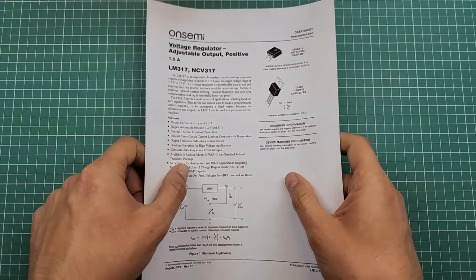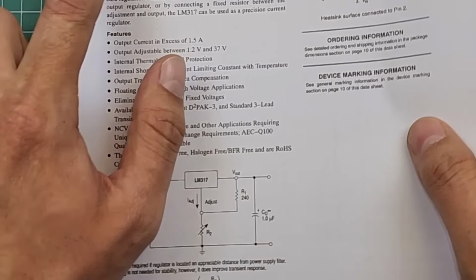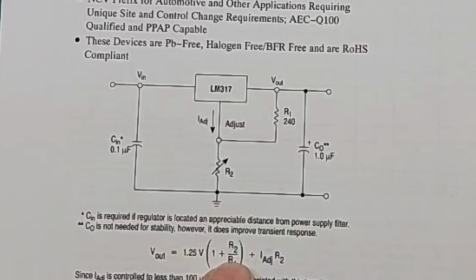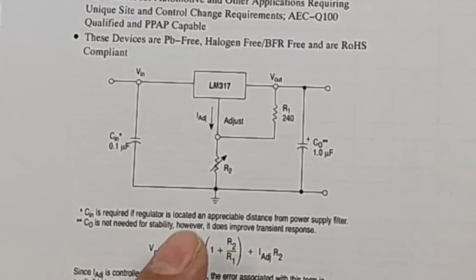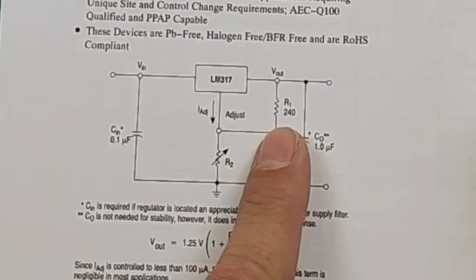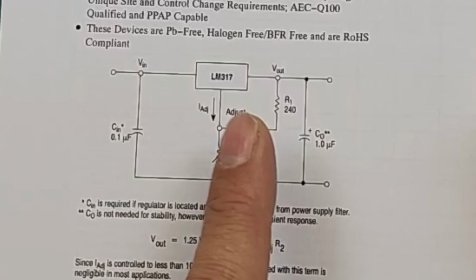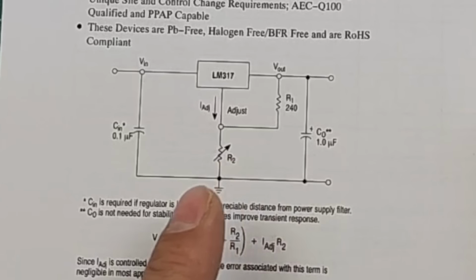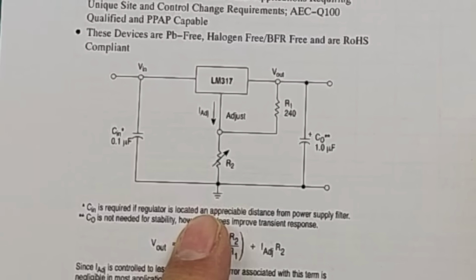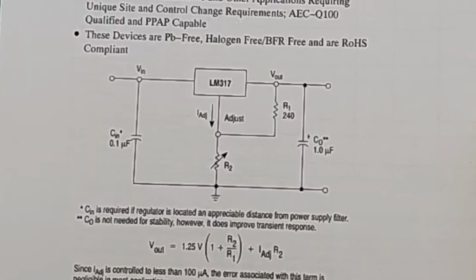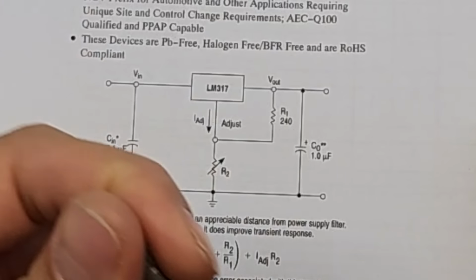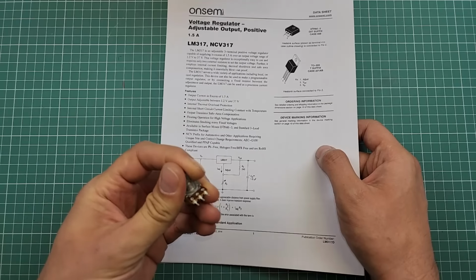Look here at the datasheet for LM317. This is the basic circuit of an adjustable voltage regulator using the LM317 regulator. There are two resistors here to adjust the output voltage. R1 has to be 240 ohms, and by changing the value of R2, the voltage at the output will change. It's a good idea to replace the R2 with a variable resistor like this potentiometer, so you can adjust the voltage at the output by turning the potentiometer.